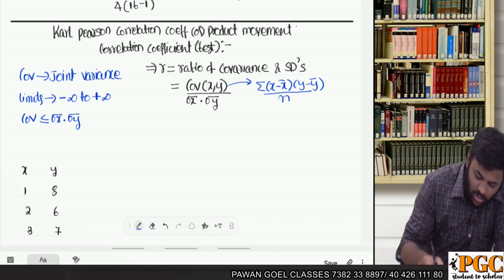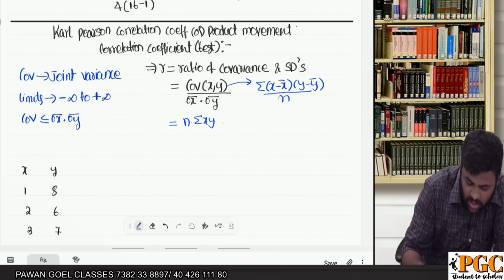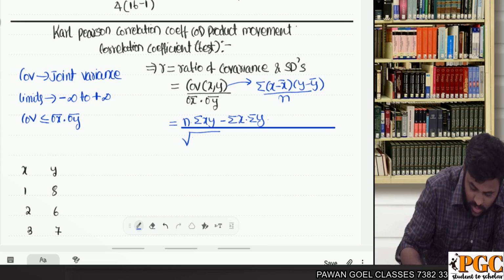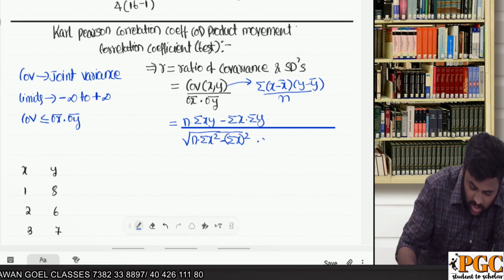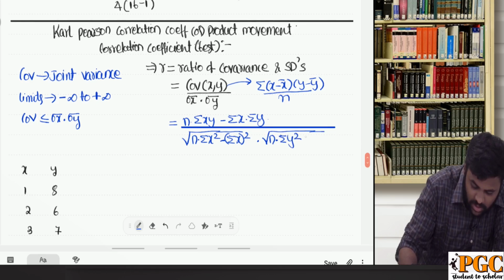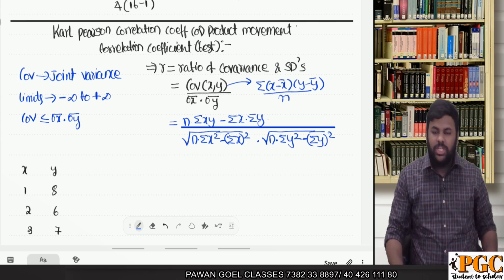Now if you apply all the formulas, the formula is going to become n into summation of xy minus summation of x into summation of y, whole divided by root of n into summation of x square minus summation of x whole square, into root of n into summation of y square minus summation of y whole square. These are supposed to be the formulas for the Karl-Pearson correlation coefficient.